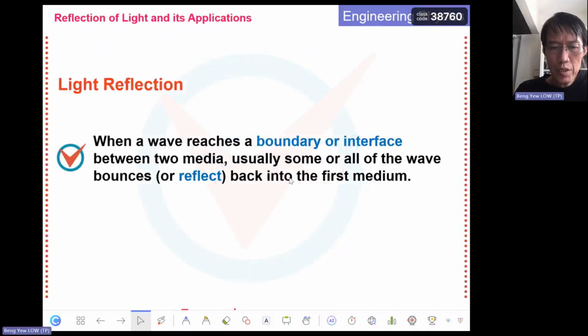What is reflection in general? Reflection is a property of waves. When a wave reaches a boundary or interface between two media, usually some or all of the light bounces or reflects into the first medium. Since light is a wave, it undergoes reflection.